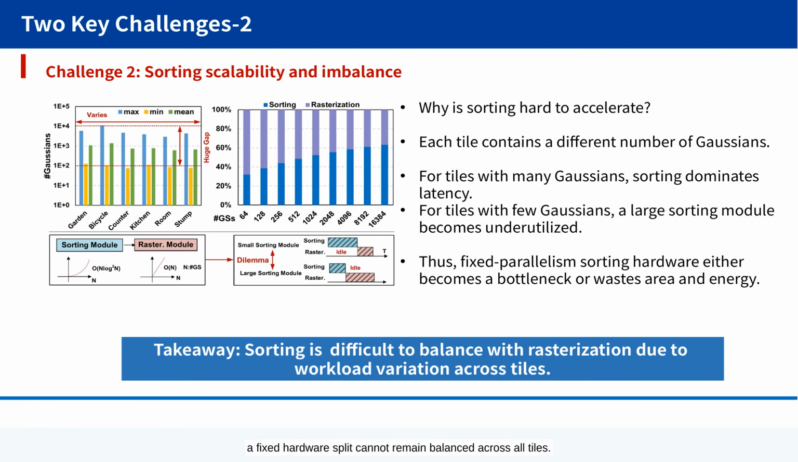Because the two stages scale differently, a fixed hardware split cannot remain balanced across all tiles. A small sorter is efficient for sparse tiles, but becomes the bottleneck for dense tiles and forces rasterization to wait. A large sorter helps dense tiles, but wastes area and energy when the tile has few Gaussians. For an edge accelerator, simply scaling up the sorter is unattractive. A better direction is to replace sorting by directly computing the quantity that sorting is used to obtain, the transmittance.